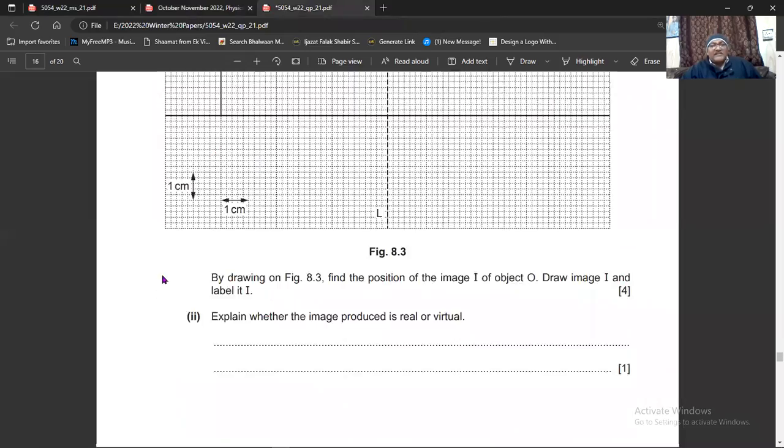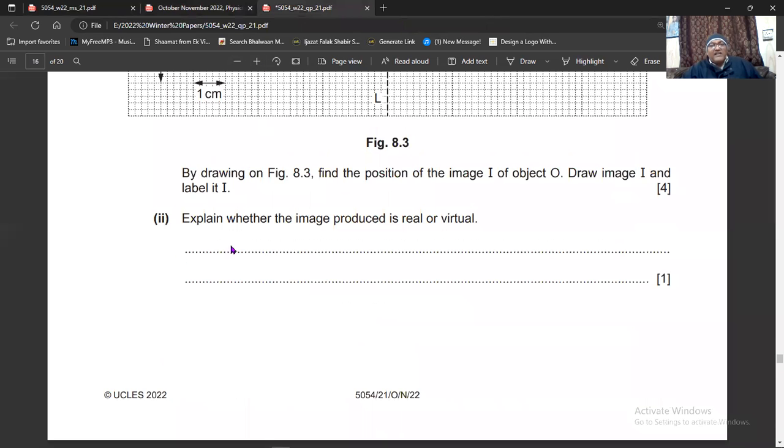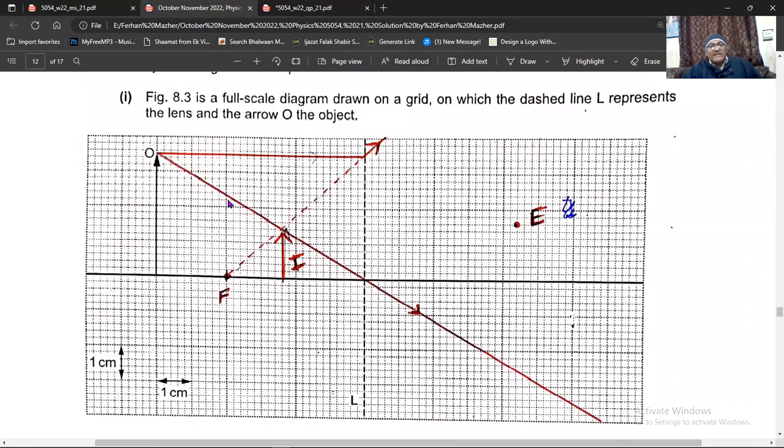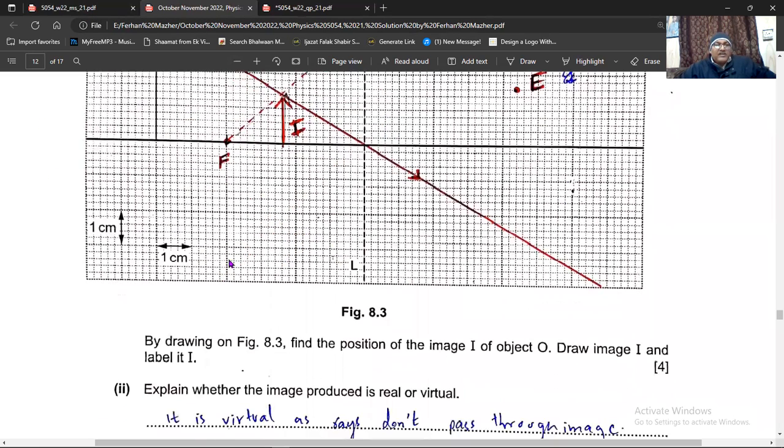Then their question is, explain whether the image produced is real or virtual. You see, this image is formed by this light ray, and this is not real. This dotted ray does not mean it's a real ray. The real ray is here. So this image will be a virtual image.